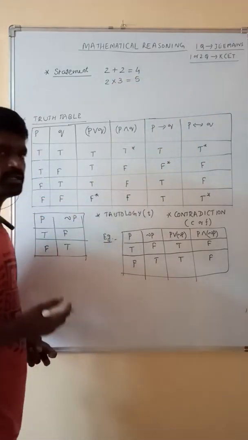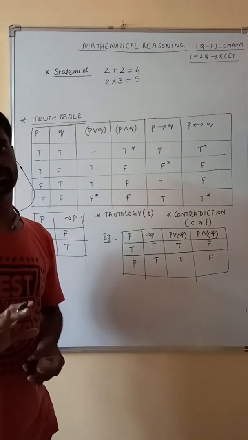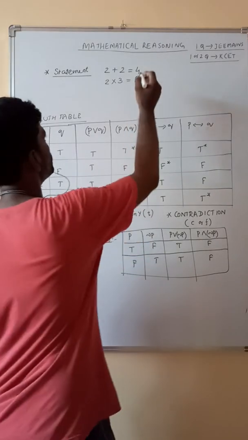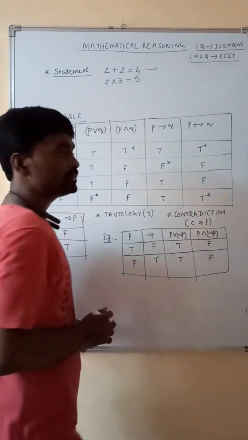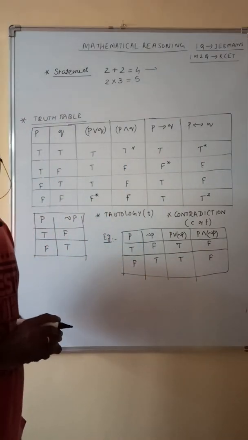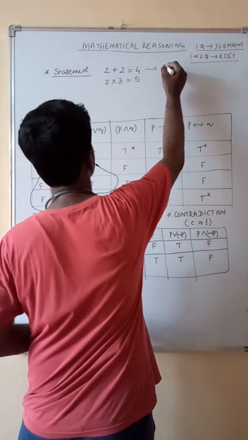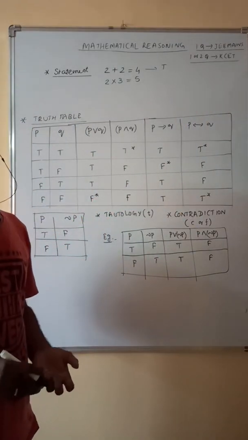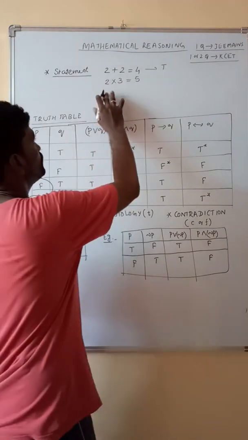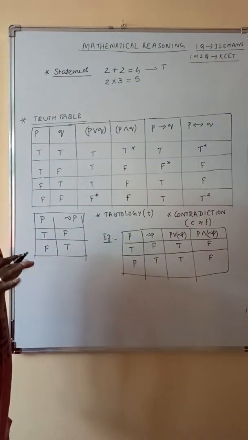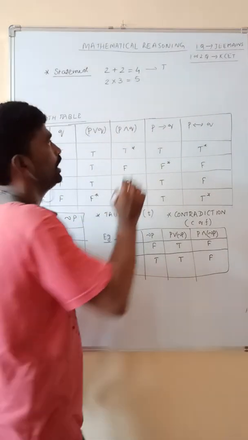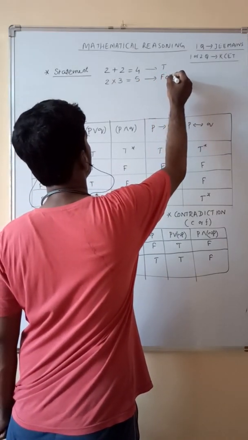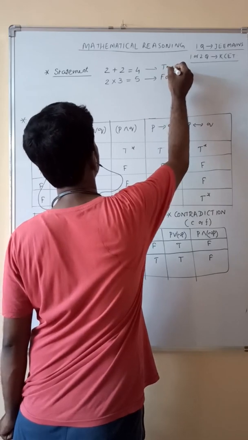Next, if I take one more example, 2 into 3 is equal to 5, it is always false. So it is also a statement. The truth value of 2 plus 2 is equal to 4, which is always true, is denoted by T. And 2 into 3 is equal to 5 is always false, so its truth value is F.